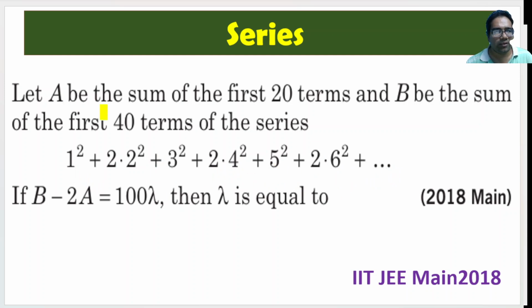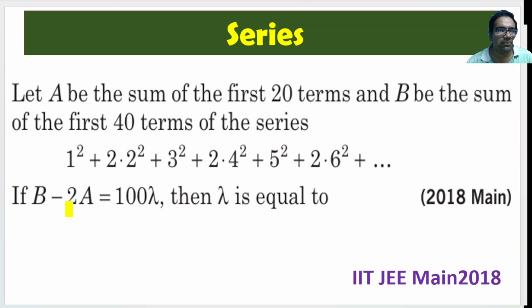Right. Now this series A is the sum of first 20 terms. That means up to 20 square, and 20 square will be preceded by 2, and 19 will be preceded by 1. So 19 square plus 2 into 20 square. So A is up to 20 terms and B is up to 40 terms. That means 2 into 40 square.